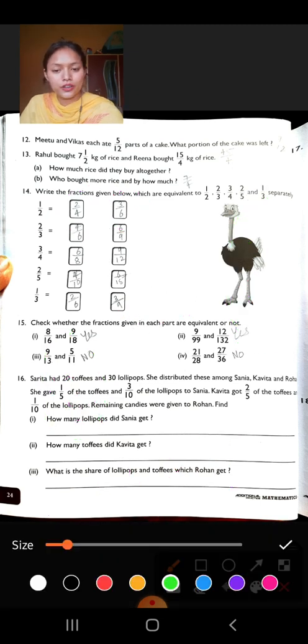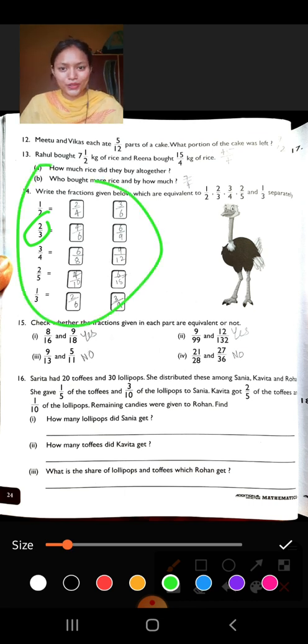Similarly, you can find for 2 by 3 by multiplying the numerator and denominator by 2, then by 3. Similarly, you will do all these questions. Okay.